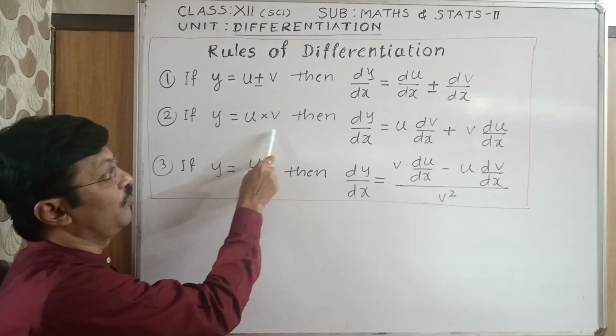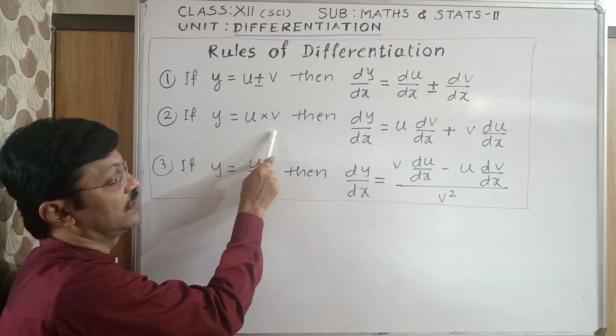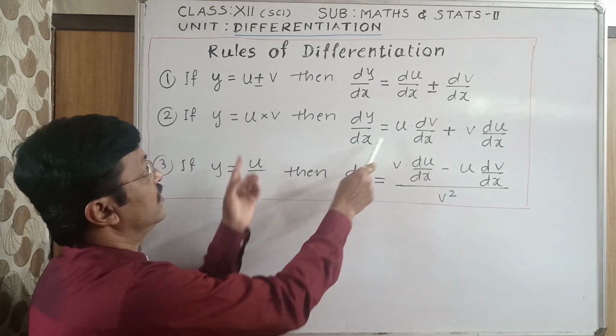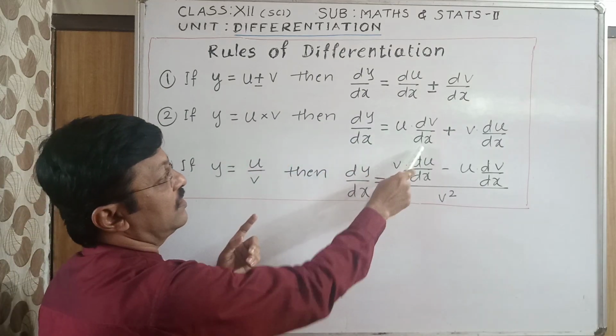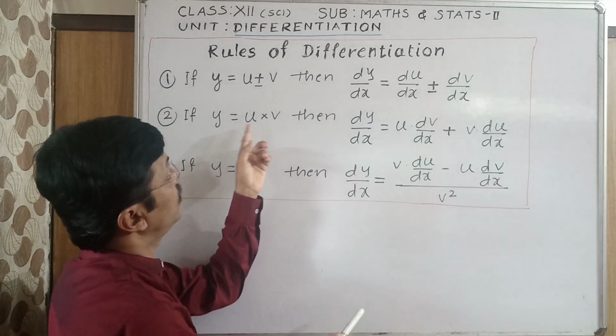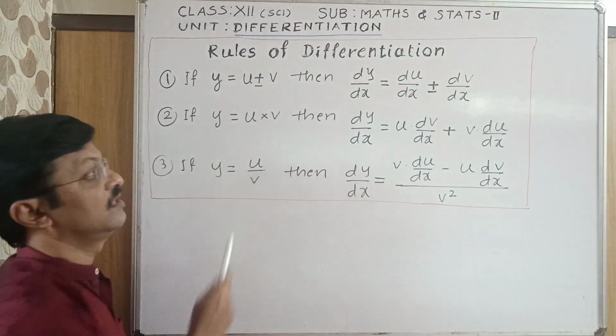It's the product of two functions. Suppose you consider u as the first and v as the second function. Then the derivative is taken as the first function as it is, u, into the derivative of the second function, plus the second function v as it is, into the derivative of the first function. So this is the third rule.